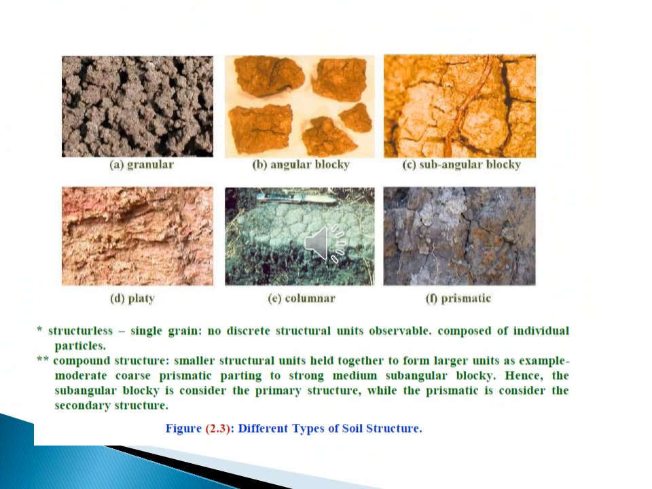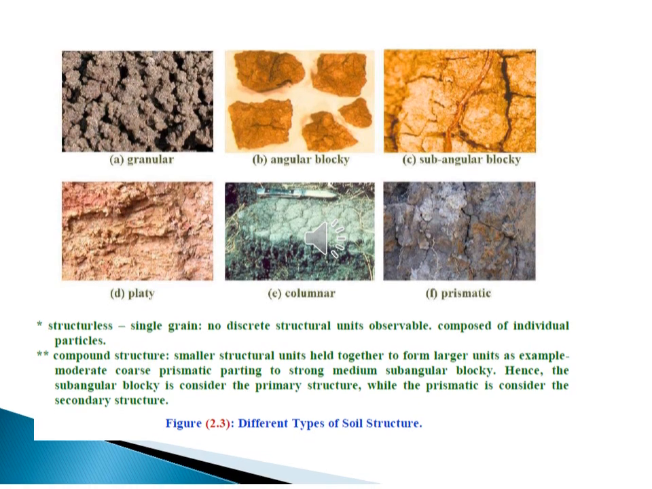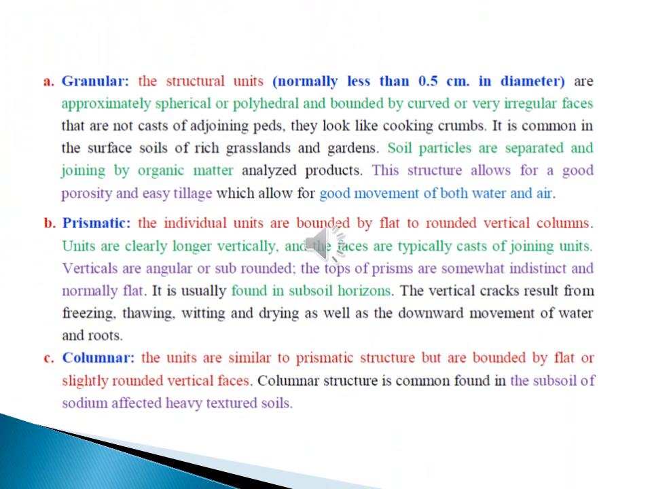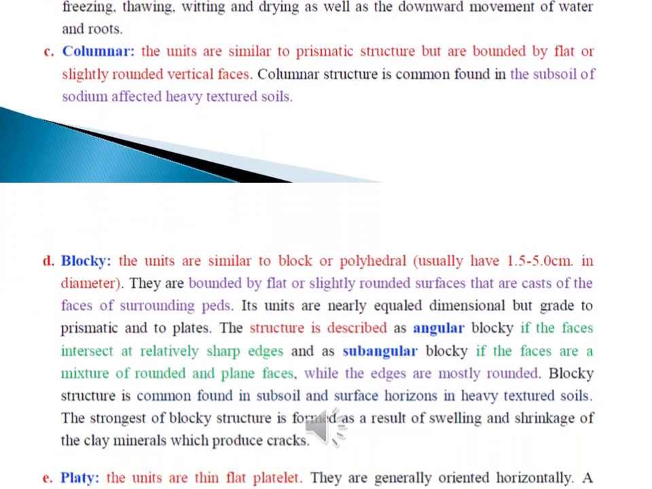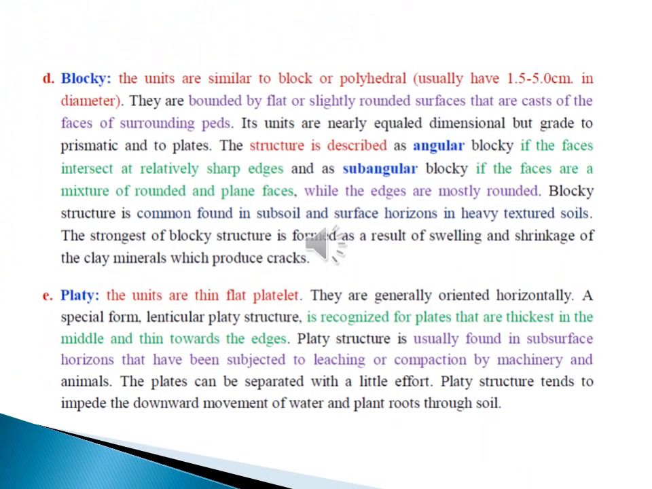Figure on different types of soil structure such as granular, angular blocky, subangular blocky, platy, columnar, prismatic. My dear, look by yourself and note the differences between each other. Look, my dear, the description of each structure and its definition for granular, prismatic, columnar, and also for blocky and platy structure. Look by yourself, my dear.